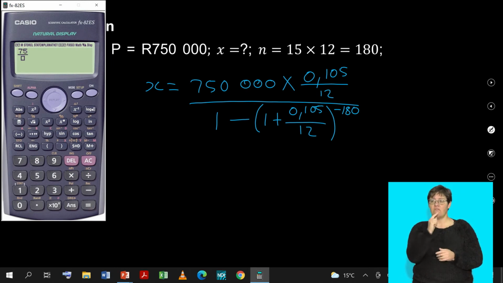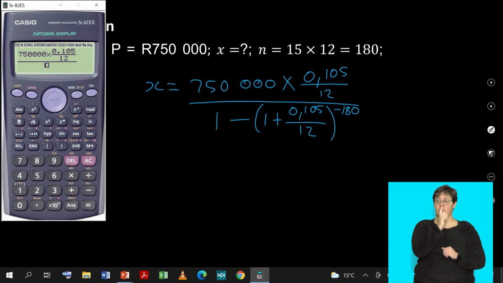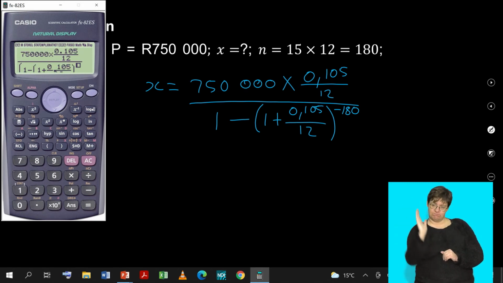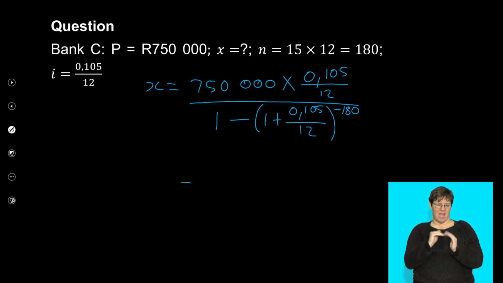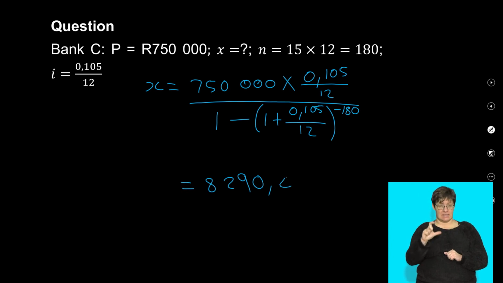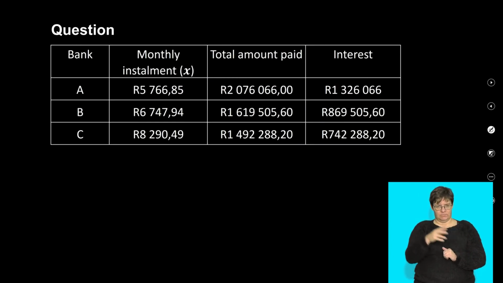And then quickly for this one is 750,000 and then into the 0,105 divided by 12 all over 1 minus 1 plus the 0,105 divided by the 12 to the exponent of negative 180. Let's close my bracket. Then this is 8,000. Already you can see that we might not take this one. So this is 8,290 and how many cents quickly? 49 cents, right?